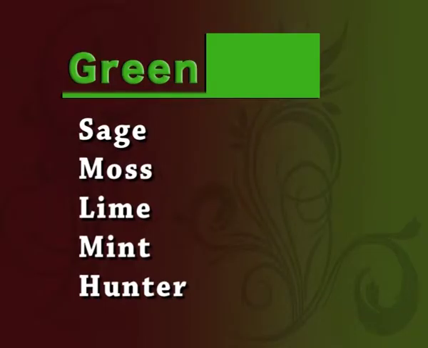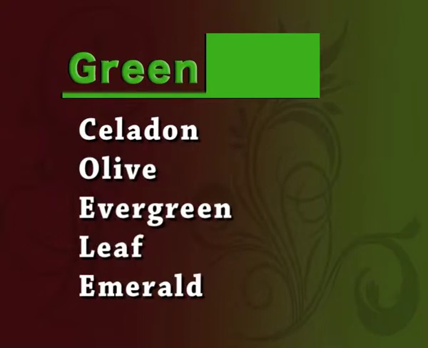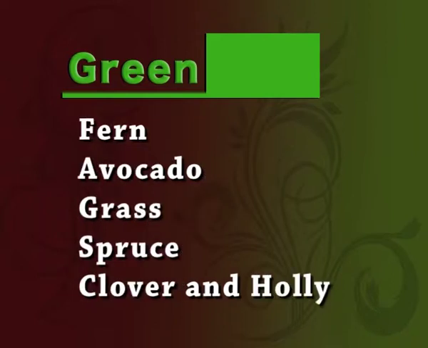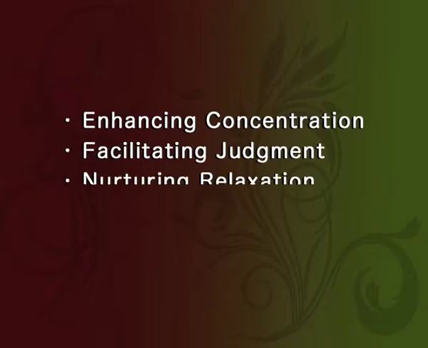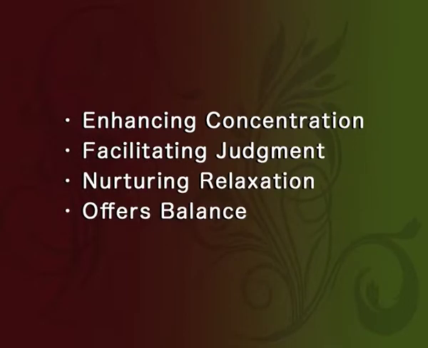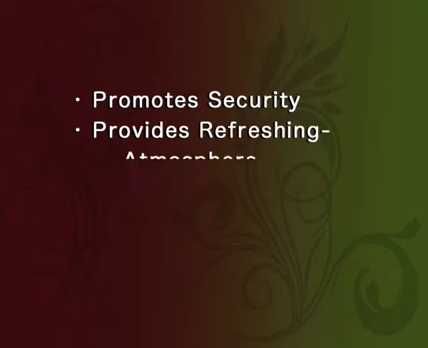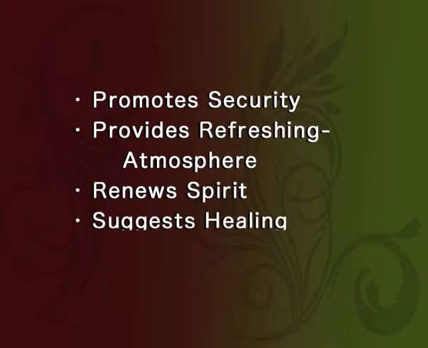Colors from this area of the palette include sage, moss, lime, mint, hunter, celadon, olive, evergreen, leaf, emerald, fern, avocado, grass, spruce, clover and holly. They have the feeling of receding away from the viewer. It has features like enhancing concentration, facilitating judgment, nurturing relaxation, offering balance, promoting security, providing a refreshing atmosphere, renewing your spirit and also suggesting healing.